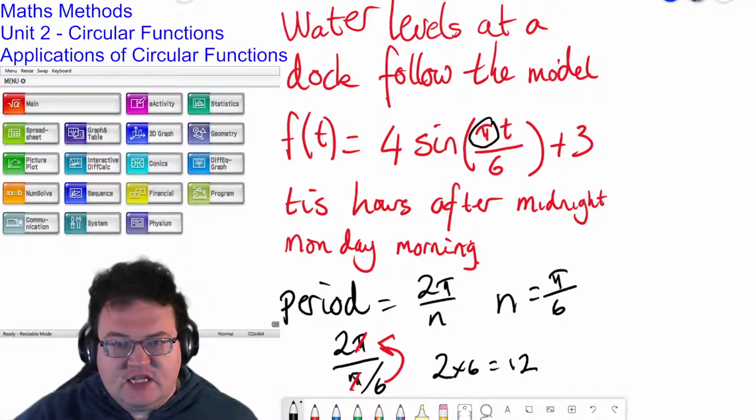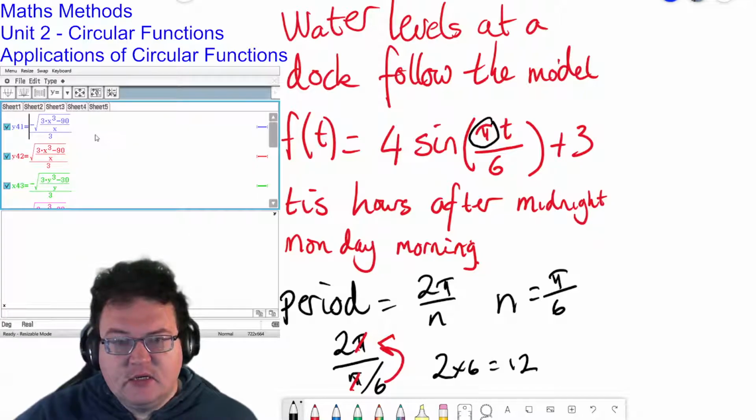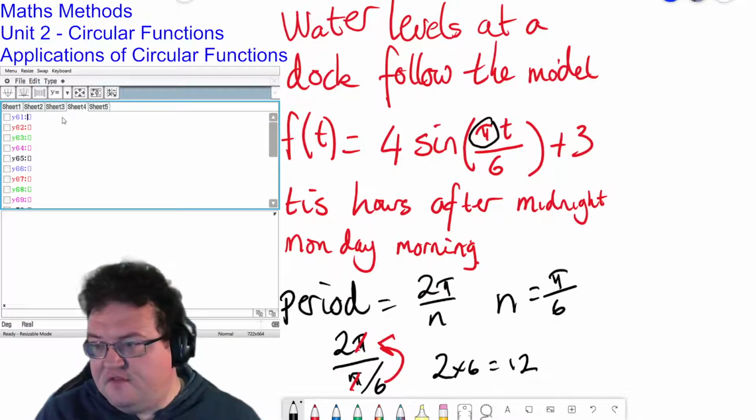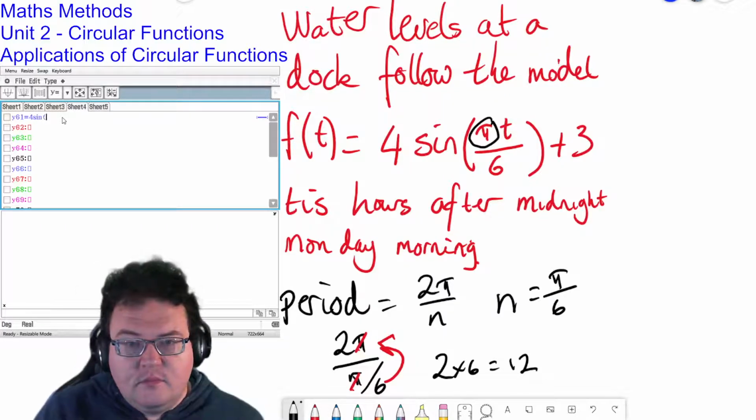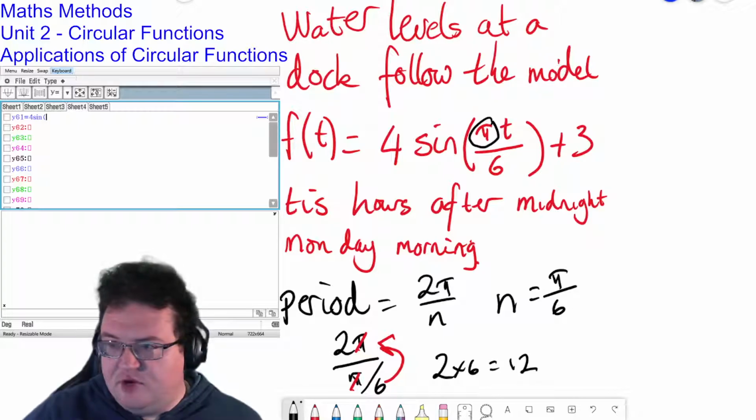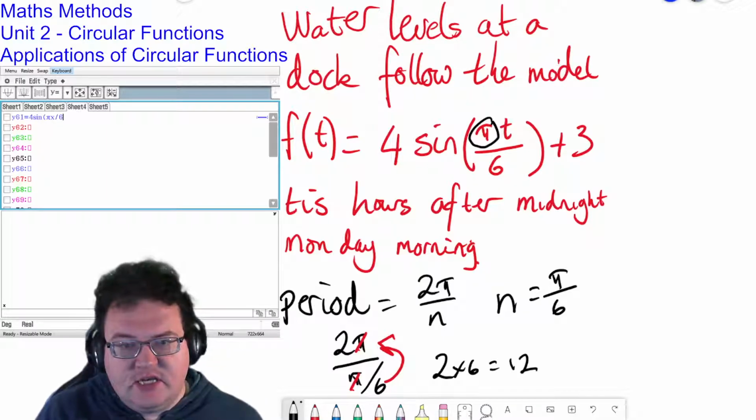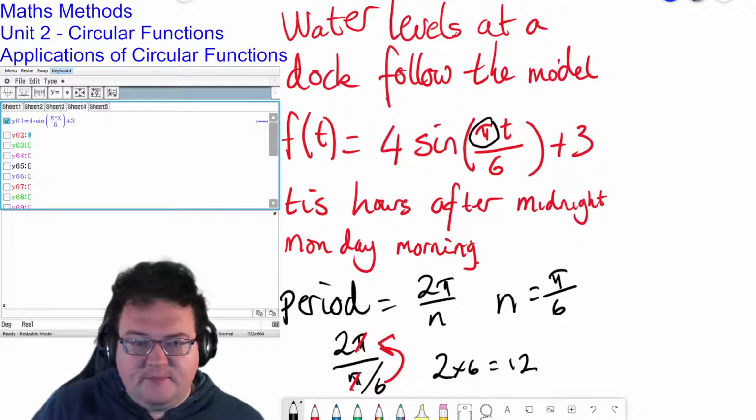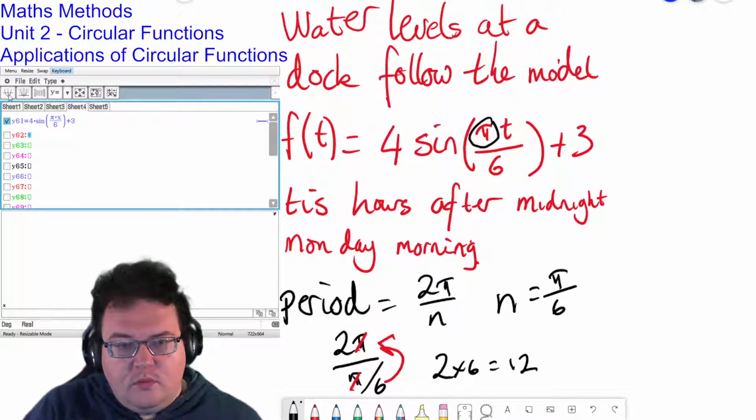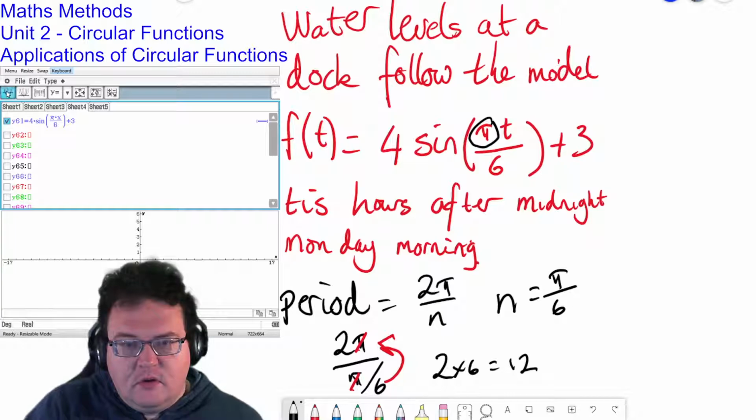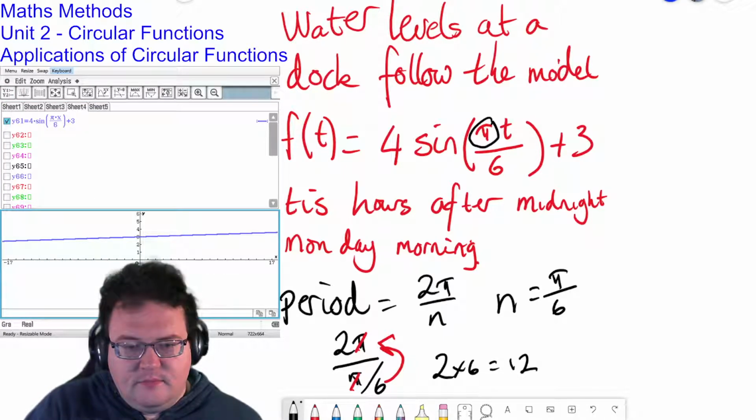So first things first, let's get this drawn up onto our CAS. So f of t, well, because we're using the CAS, we don't need to put in the f of t because it's covered by the y1 for us. Pi x on 6 plus 3. So clear the graph and draw the graph. Ooh, nope. There we go.